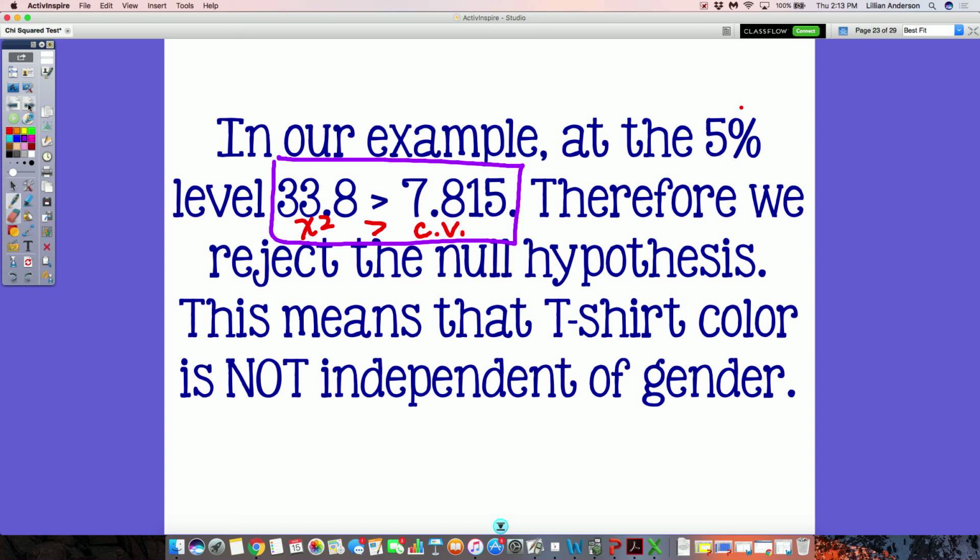So that basically means that, whatever gender you are, there is actually a preference on what color you prefer in the t-shirt, based off of the data. Now, of course, you can draw many conclusions as to why that could be wrong. But based off of the data you collected, it's not independent. Questions?